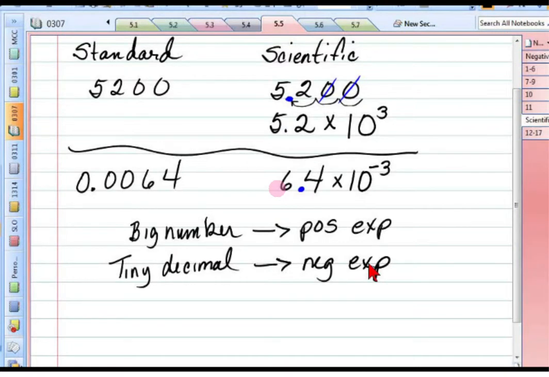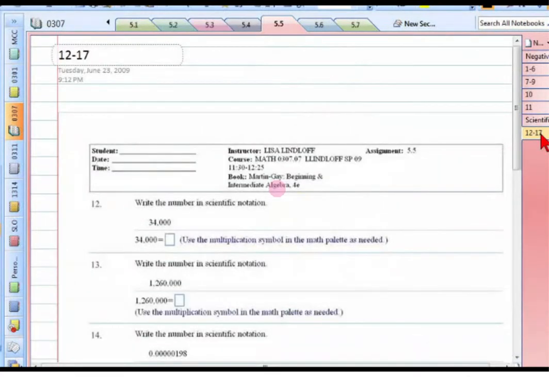And that's all you have to remember. Big number, positive exponent. Tiny number, negative exponent. Let's look at several problems. And I won't worry about left or right because it will make sense to you, I believe.